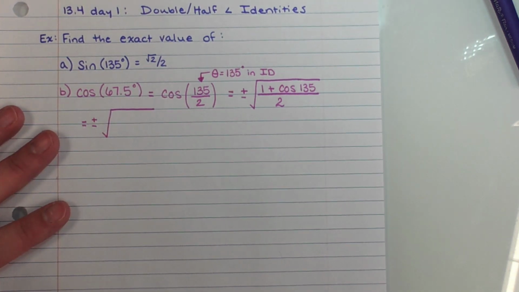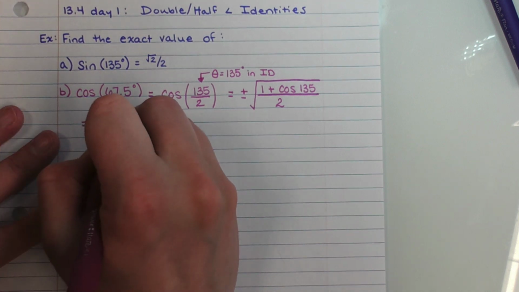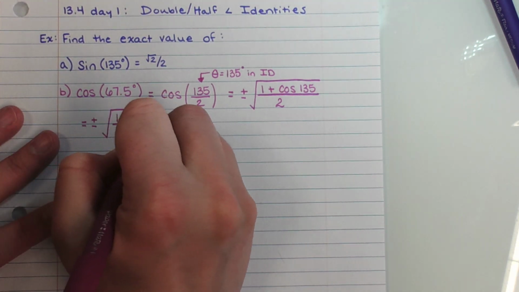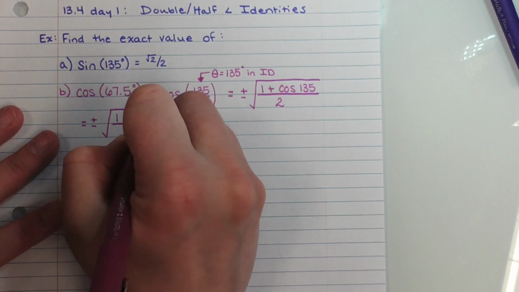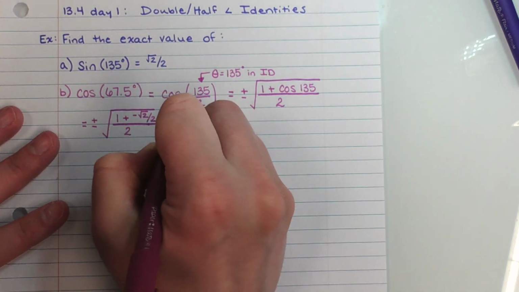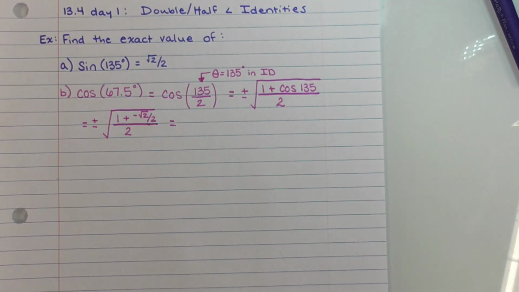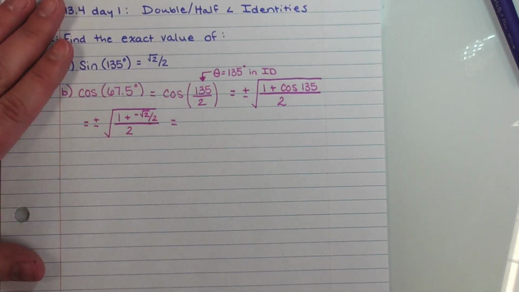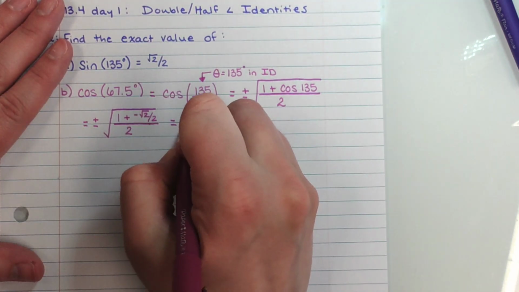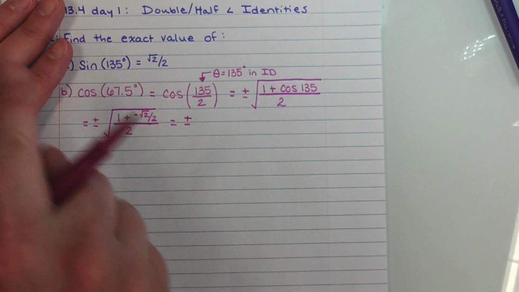First thing I could simplify is what is cosine of 135 degrees? Negative square root of 2 over 2. You cannot leave a fraction inside of a square root and call it simplified. So, we've got to get rid of the fraction inside the square root. To get rid of the fraction inside the square root, I need to start by working with the fraction itself. In this fraction, first thing I have to do is deal with that numerator.